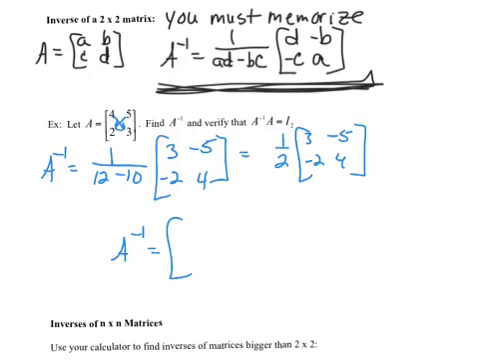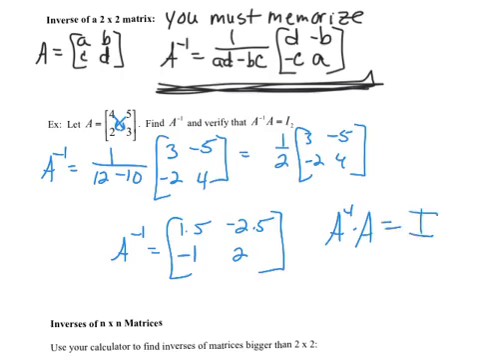You've got to multiply the 1/2 through. 1.5, negative 2.5, negative 1, and 2. So if you were to multiply that by A, and again, it doesn't matter which way you multiply these because they're square, you're going to see that you're going to get the identity matrix back. You're going to end up with 1, 0, 0, 1 again. Now we're going to talk about inverses of bigger matrices, matrices that are bigger than 2 by 2.